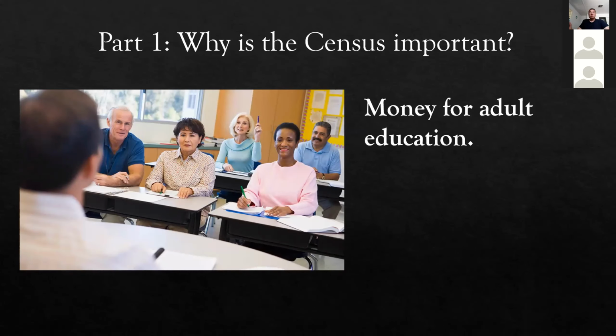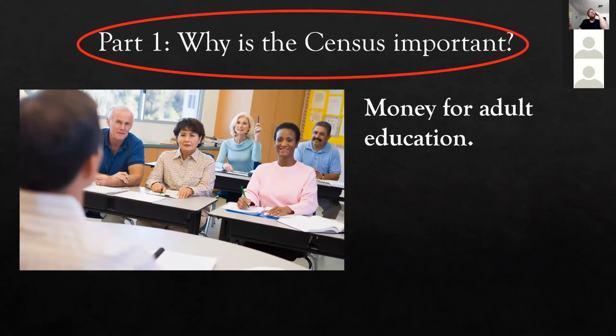Remember, for this one, it's only part 1. Part 1, why is the census important? How many pictures? 4 pictures. Only 4 pictures. You don't have to know everything. You just have to know 4 pictures. Is the answer speak or write? Speak. Yes.